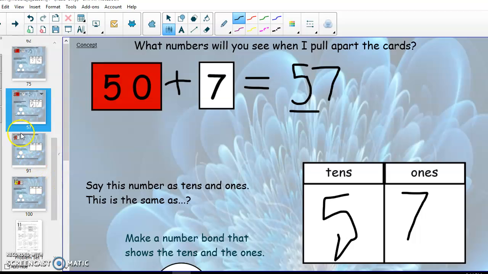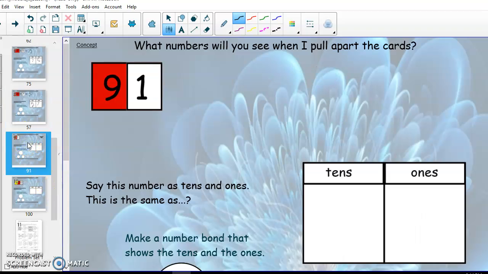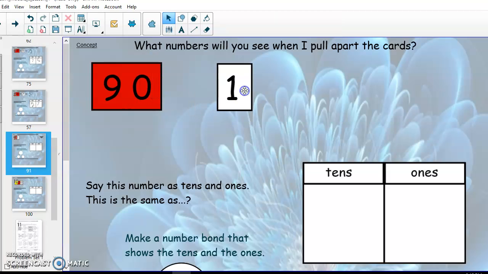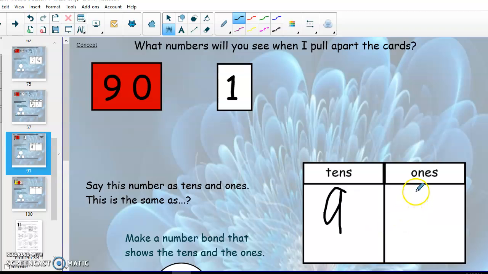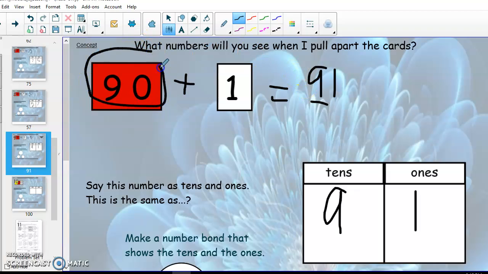All right, guys, we're going to do 2 more. 91. What two numbers are we going to see if I pull this apart? 90 and 1. So how many 10s do we have here? 9. And how many 1s? 1. If we wrote an addition sentence, we would just do 90 plus 1 equals what number? 91. And we know this 9 actually represents what number? 90, because there are 9 10 sticks, and 9 10 sticks makes 90.